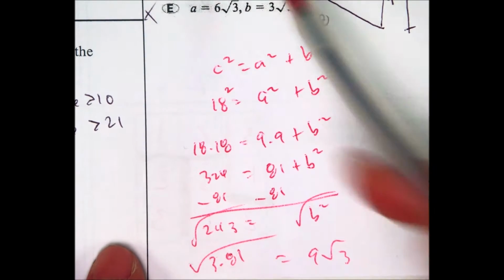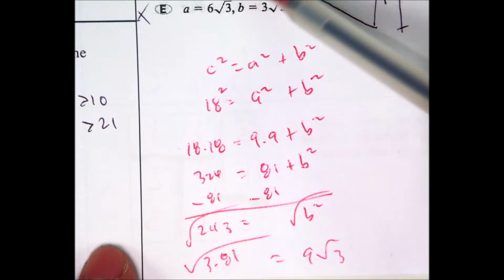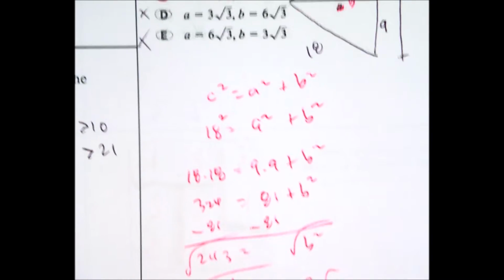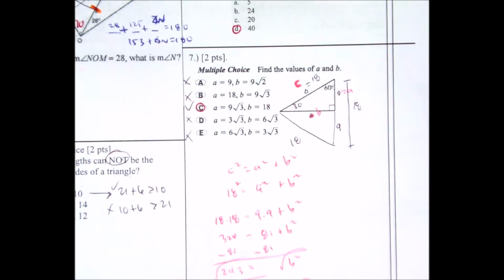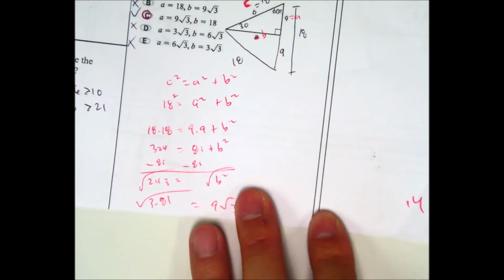So again, you didn't have to do all of this to figure out A. All you needed to do was find B for that problem. That side was worth 14 points. Turn the page.